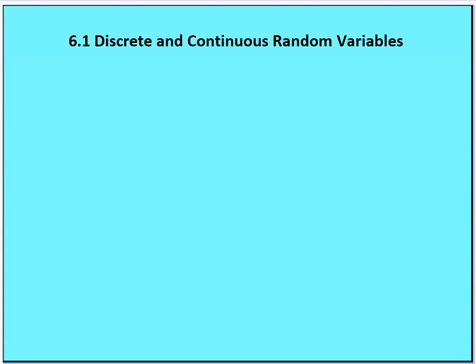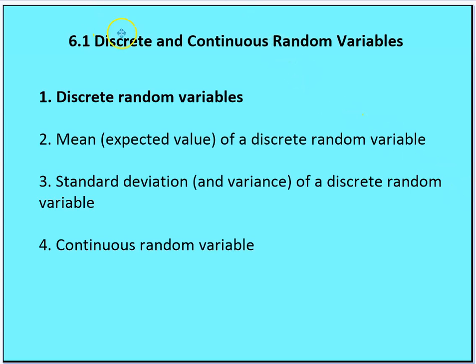Hello and welcome to our first section for chapter 6. We're going to talk about discrete and continuous random variables. All right, so we're going to talk about discrete random variables, mean expected values of a discrete random variable, standard deviation and variance of discrete random variables, and then we're going to talk about continuous random variables.